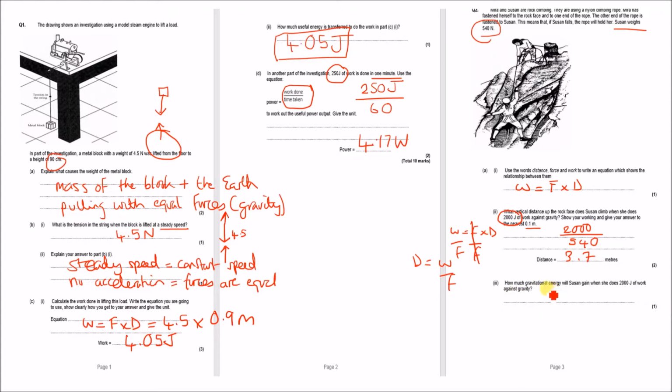How much gravitational energy will Susan gain when she does 2,000 joules of work against gravity? Well, it's going to be the same. Okay, remember all the energy is transferred from one form to another.